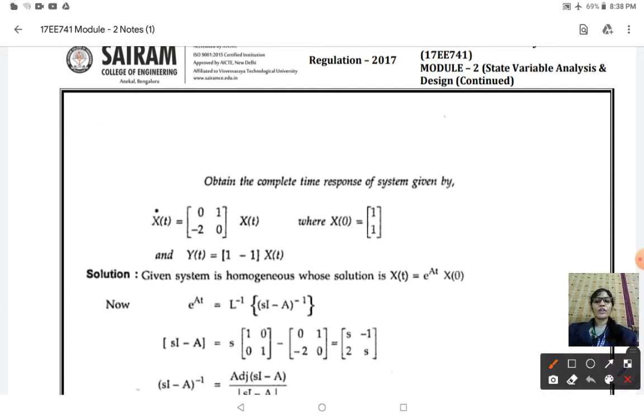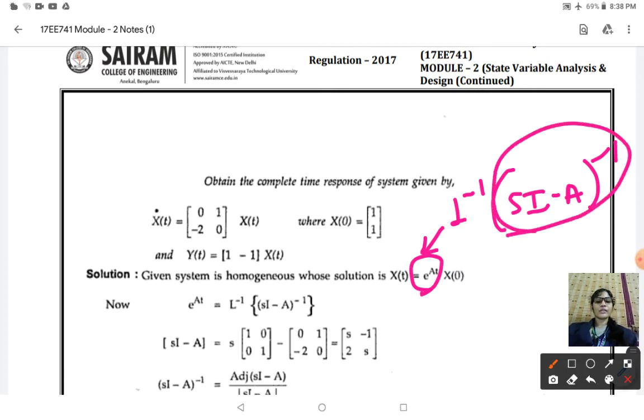If you want to identify your state transition matrix by means of the Laplace transformation method, you can use Laplace inverse of (sI minus A) inverse. Okay, you all know how to identify sI minus A. s is a factor, I is going to be your identity matrix and A is going to be your matrix that is given in the problem. So this is the matrix obtained for sI minus A.